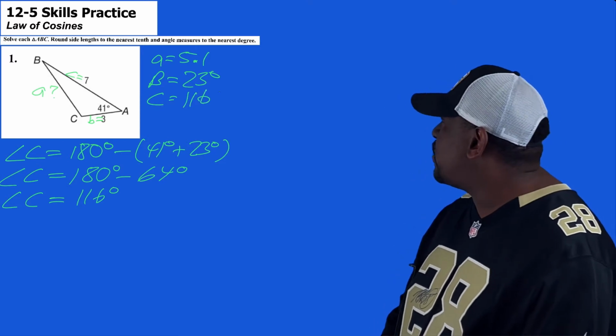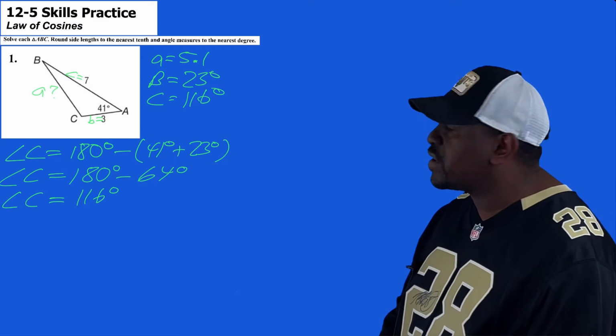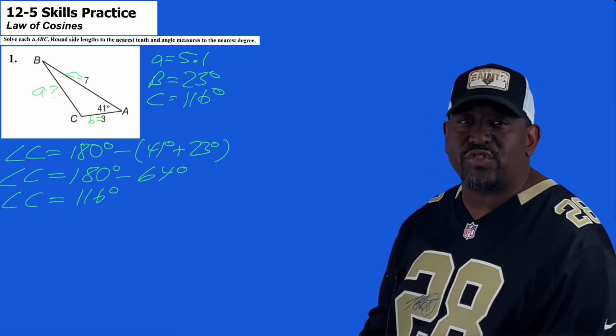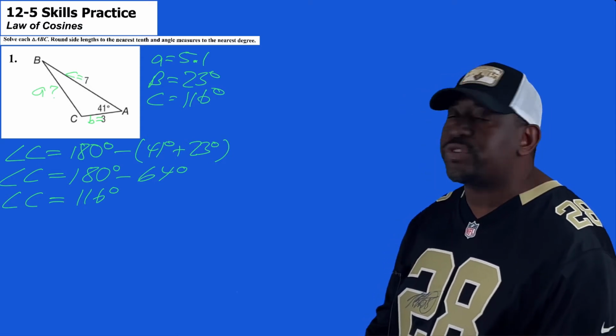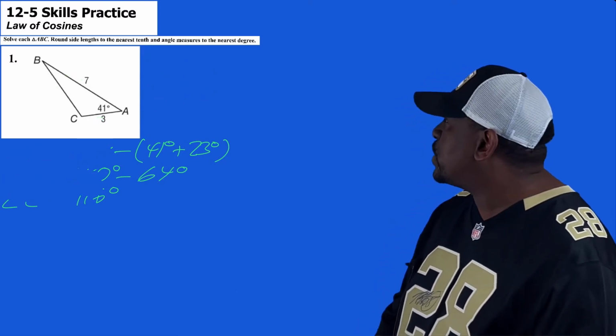And so now we have angle C. We have solved all the missing angles and sides of this triangle by using both the law of cosines, which we had to use first, and then from there we can use the law of sines. So we're done with number one. Let's see what the NOLA Mathman does next.